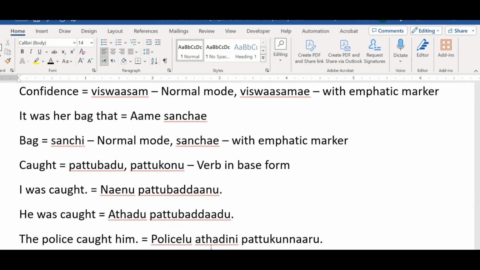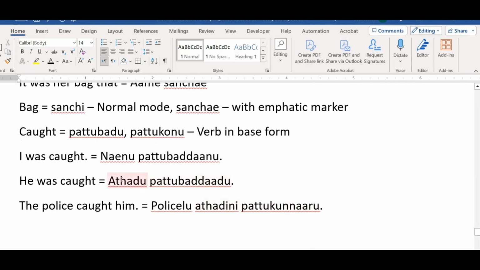So pattukonu becomes pattukunnaru, similar to vinu becomes vinnaru, past tense. In the past tense, we get naru, these kind of endings. They caught, వాళ్ళు పట్టుకున్నారు. We caught, మేము పట్టుకున్నాము. I caught, నేను పట్టుకున్నాను. Like that. I think you understand the difference between పట్టుబడు and పట్టుకొను.